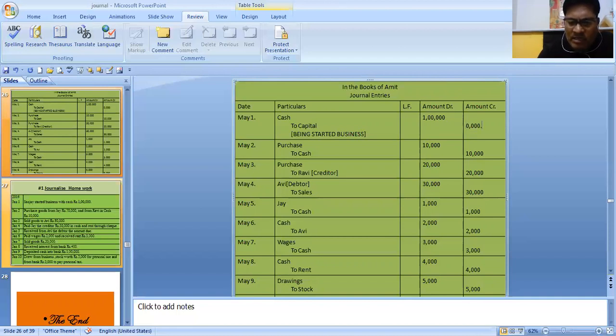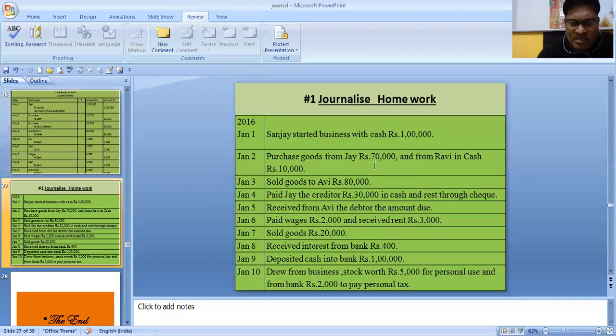So this was cash account debit to capital. Being started business. The narration is also given. Similarly, the purchase entry. When we purchase goods from Jay 70,000, from Ravi, and from Ravi in cash.